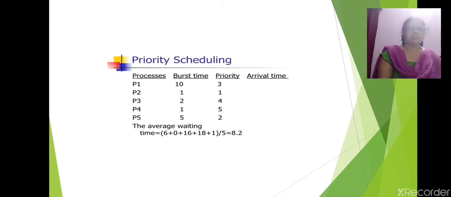Now this is one example of priority scheduling. We consider that processes arrive in the order P1, P2, P3, P4, P5, with times in milliseconds. The average waiting time is 8.2 milliseconds. Priority can be defined either internally or externally.